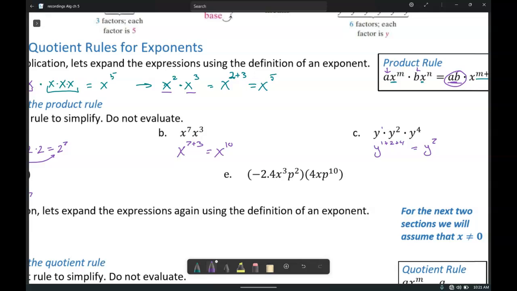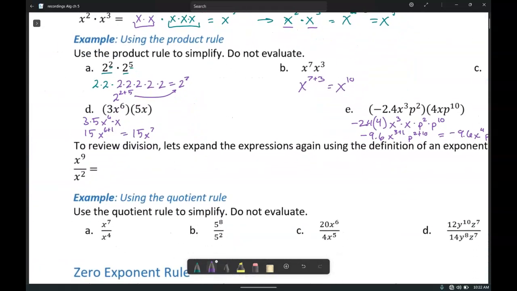We have multiple variables, multiple bases, and coefficients, so we'll multiply the numerical coefficients together, and we have x to the 3rd times x, p to the 2nd times p to the 10th, so we end up multiplying here, and we get negative 9.6 x to the 3rd plus 1, p to the 2nd plus 10, negative 9.6 x to the 4th, p to the 12th.